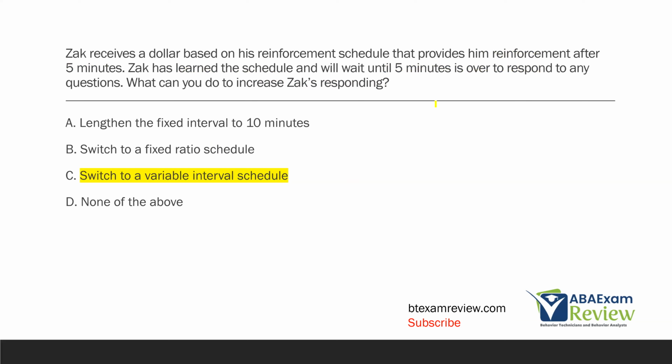This is why variable schedules are so powerful, because the learner can't predict when they can respond. They have to continuously respond throughout learning because they never know when reinforcement is coming. So in order to solve this issue, in order to increase Zach's responding, we could switch to a variable interval schedule.